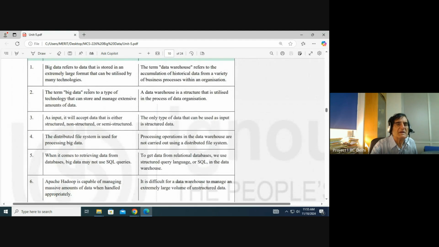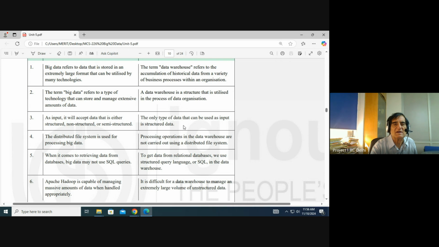Big data refers to data that is stored in an extremely large format. The term data warehouse refers to the accumulation of historical data. The term big data refers to a type of technology that can store and manage an extensive amount of data. Data warehouse is a structure that is utilized in the process of data organization. As input, big data will accept data that is either structured, non-structured, or semi-structured.